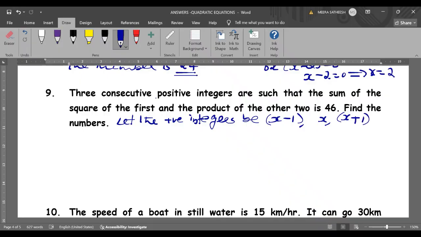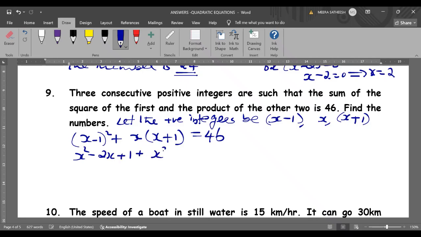Now, what is the condition given? Sum of the square of the first. So, first number is x minus 1 here. So, square of that. Sum of the square of the first and product of the other two. So, plus product of other two. Understood? Which is equal to 46. Now, open here. X minus 1 whole square. X square minus 2x plus 1 plus here also open. X square plus x is equal to 46.